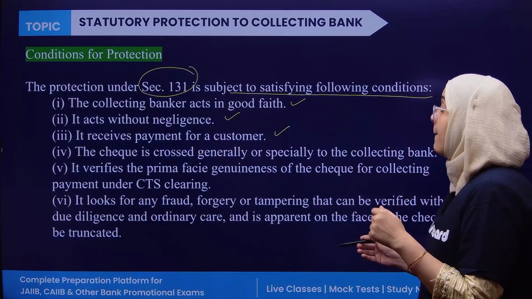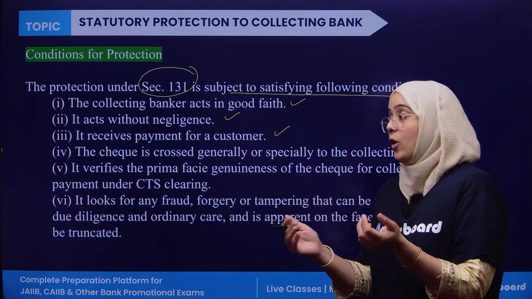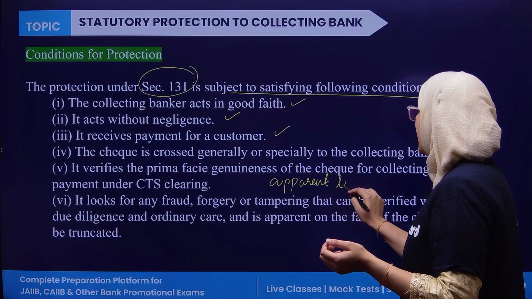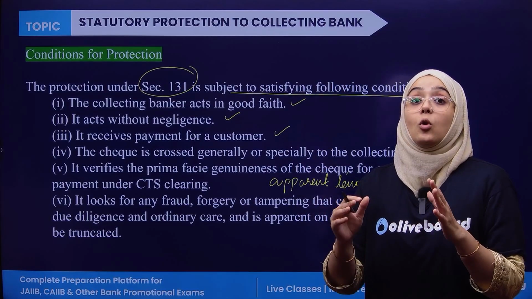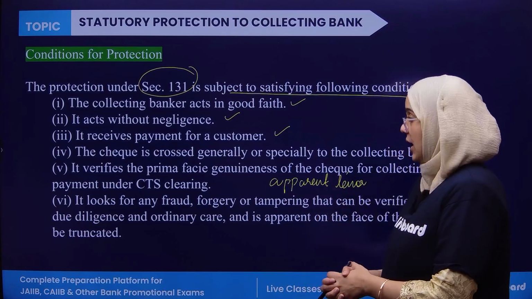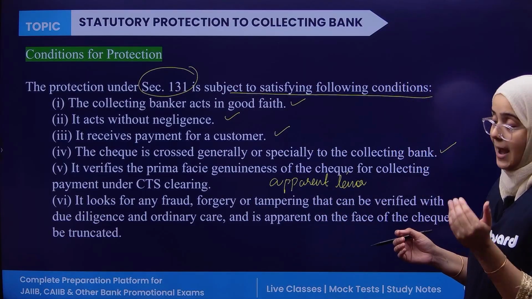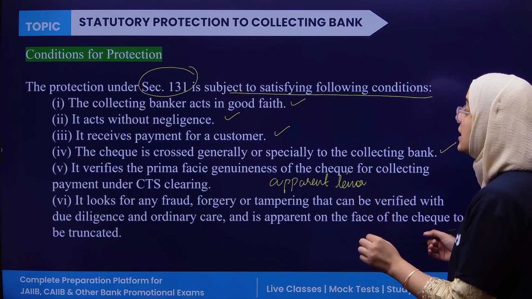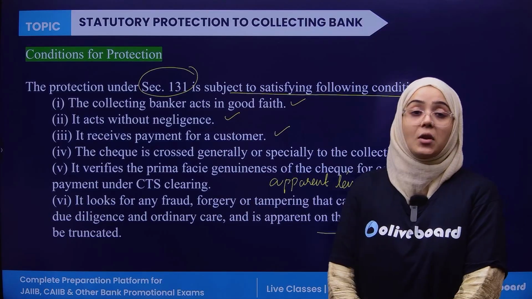It checks the prima facie genuineness of the check, meaning whether all the apparent tenor is actually good or not. The apparent tenor is checked by the bank. If there is no cut or nothing that is hampered or changed in that check, it is checked by the collecting bank. It looks for any type of fraud, forgery, tampering, that can be verified with due diligence and ordinary care, and is apparent on the face of the check, before truncation.